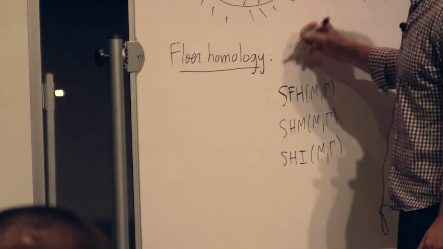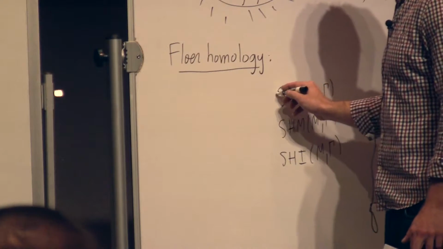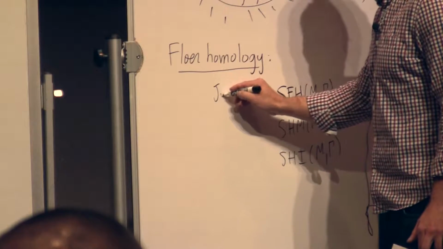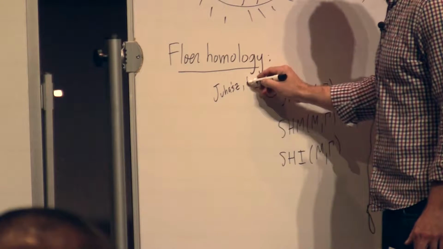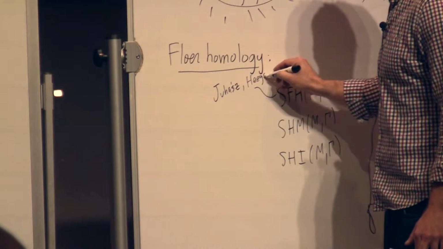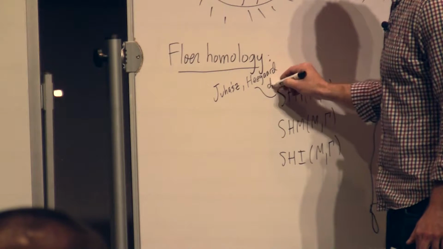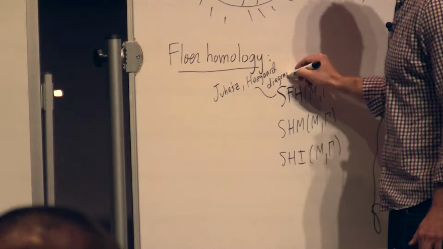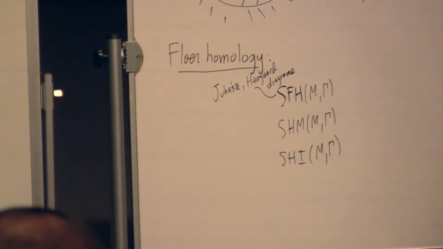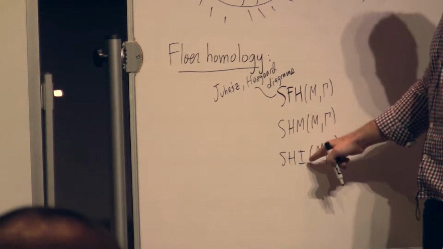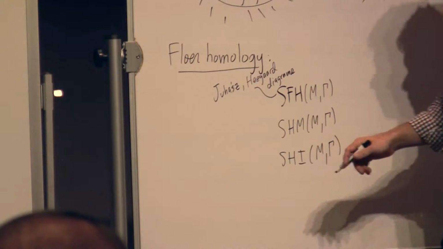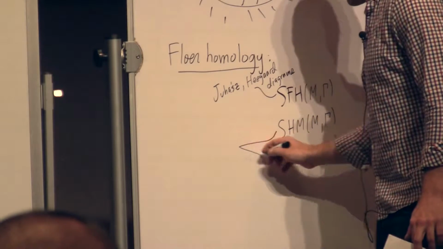Sutured Heegaard Floer homology, which I'm writing in this way, was defined by Andras Juhász. And it's defined using, as is everything in Heegaard Floer homology, Heegaard diagrams, counts of holomorphic disks. The monopole Floer and instanton Floer invariants of sutured manifolds were defined by Kronheimer and Mrowka.